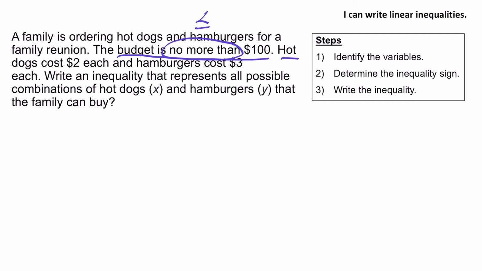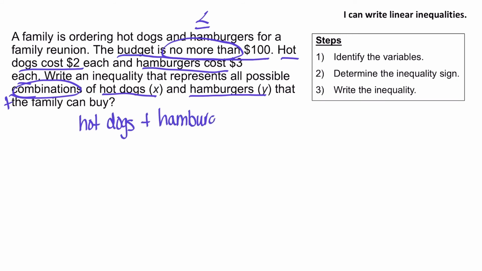So I have hot dogs for $2 each, hamburgers for $3 each. We're talking about the combination. So combination means putting everything together. So that's adding. And then hot dogs, which is X, hamburgers, which is Y. So if we're talking about the total cost, we're going to say hot dogs plus hamburgers is no more than, so that's less than or equal to $100.